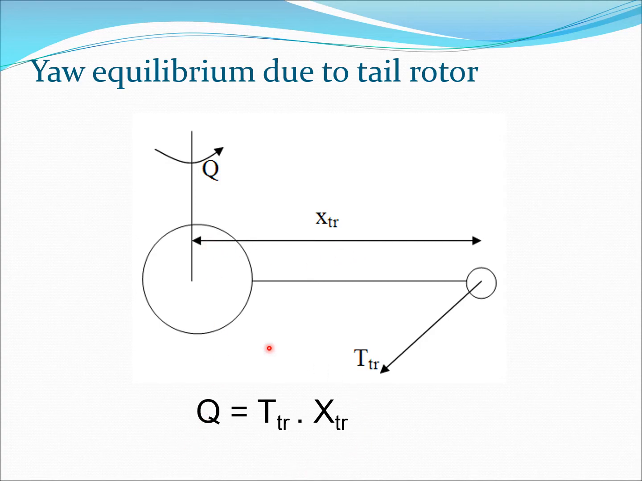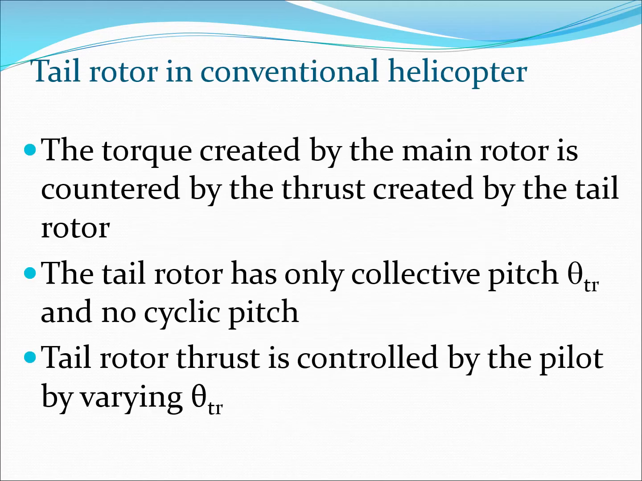So the equation we get for yaw is Q is TTR into XTR. And this essentially lets us calculate the value of the tail rotor thrust which should be there, XTR being a constant, to essentially balance the main rotor torque. So the torque created by the main rotor is countered by the thrust created by the tail rotor. That's a very important concept as far as conventional helicopters are concerned.